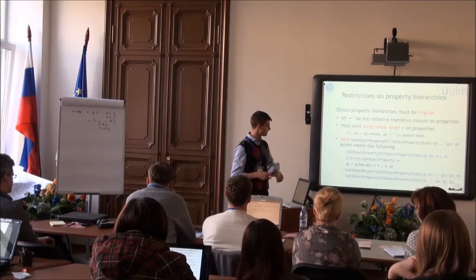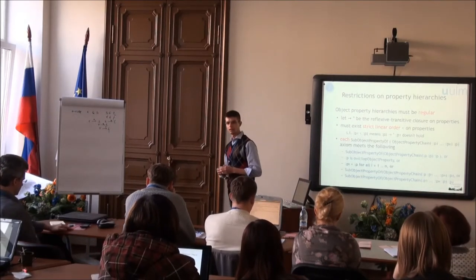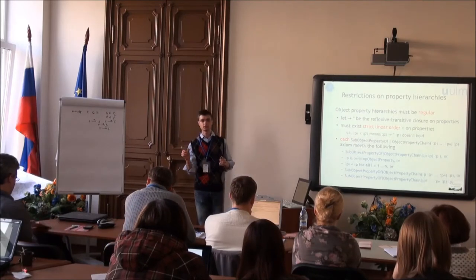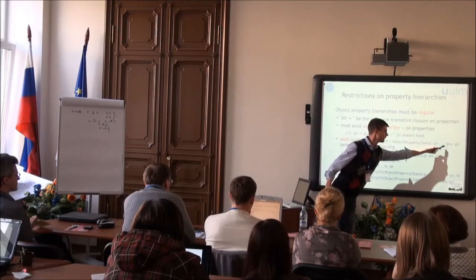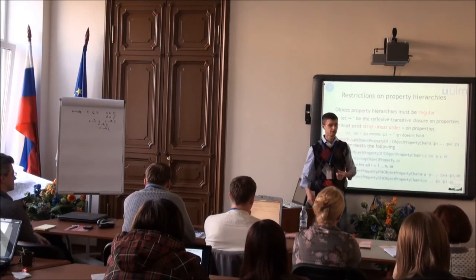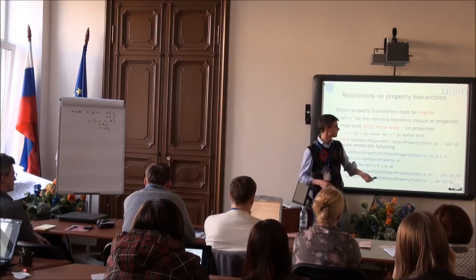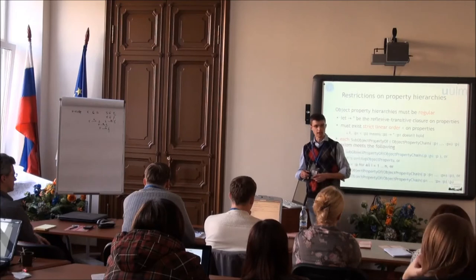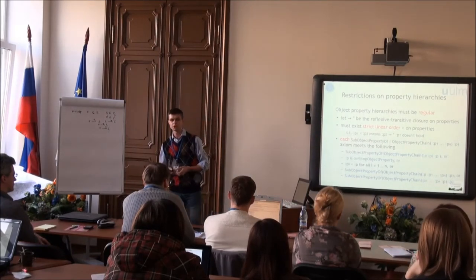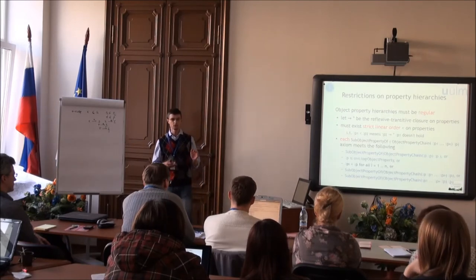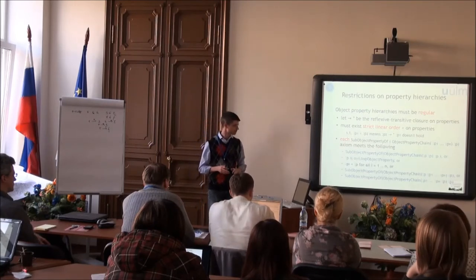So the real complicated condition is this one. You need to make sure that you can order all your properties in such a way that if properties like P1, P2, Pn occur on the left-hand side of the chain, on the left-hand side of the subproperty inclusion axiom, then they are smaller than what you put on the right-hand side. And don't worry about the complexity of this definition. I will show you examples of regular and irregular properties, so you will be able to see what we can say and what we cannot say.